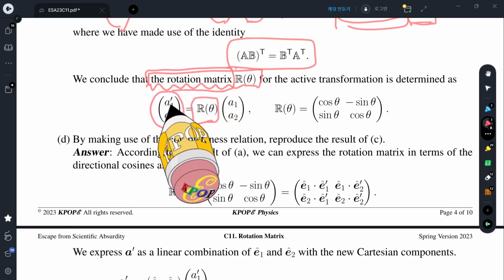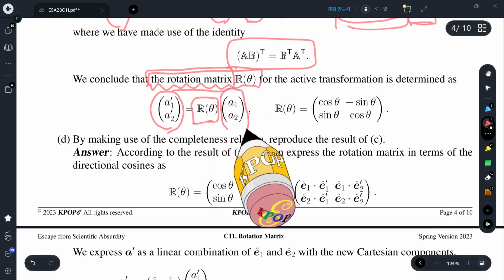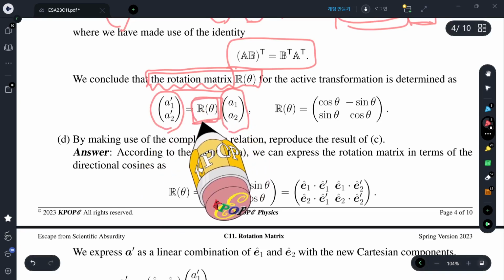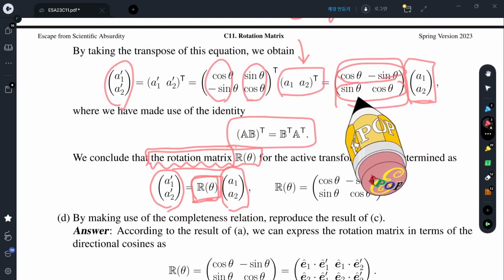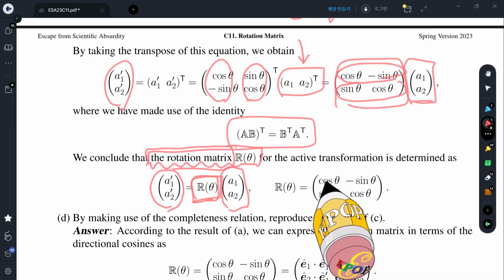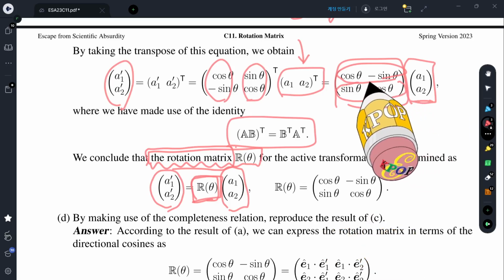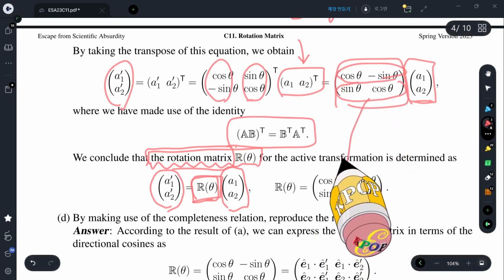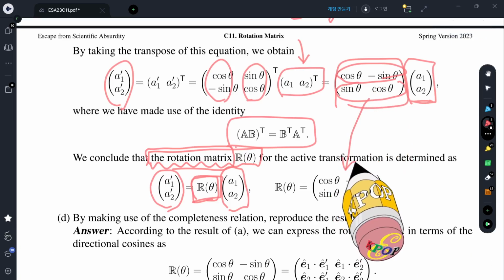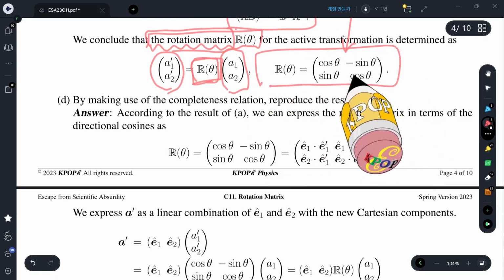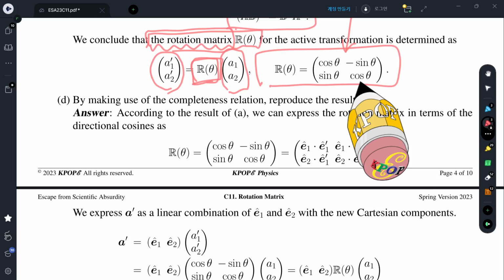So the rotation matrix for the Cartesian components from the original one to the resultant one is denoted by matrix R. And if I read these four components, elements, first the 1, 1 element, the 1, 2 element, the 2, 1 element, and the 2, 2 element, they are just copied from our previous result. So we had better memorize the form of this 2 by 2 matrix for the rotation in two dimensions.